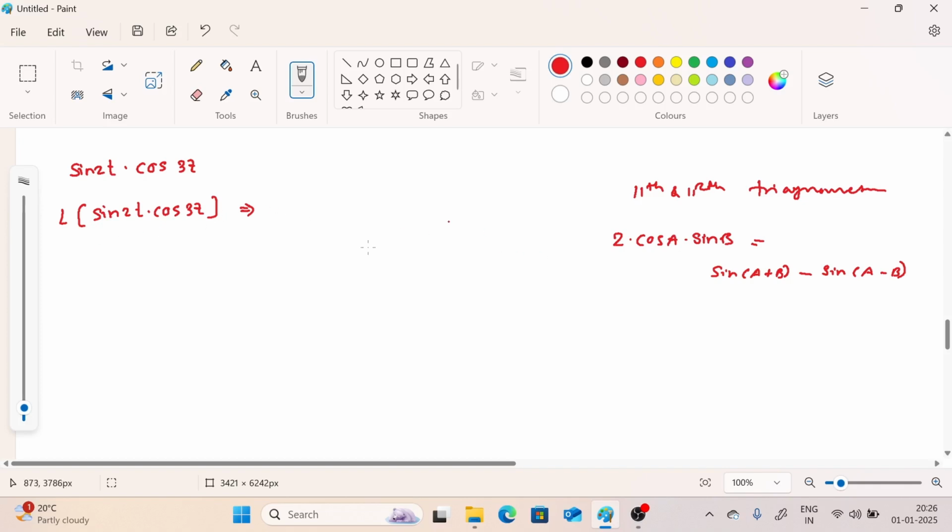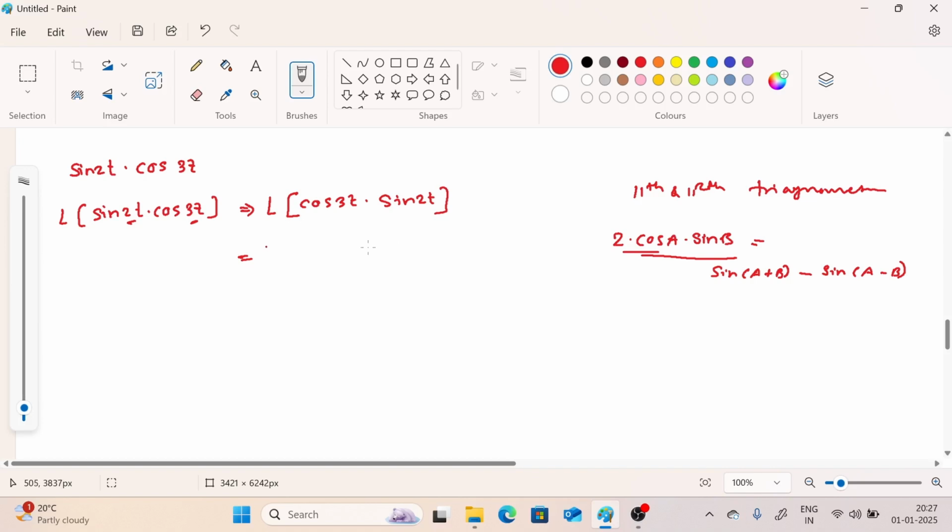So we will rewrite it as per our formula. Higher angle will be first. Higher angle means 2t or 3t. In this sin and cos, which angle is more? 3t. So I will write cos 3t into sin 2t. Always remember you should take the higher angle first. So now it's in this format. Cos A into sin B means 2 cos A into sin B. Only thing is 2 is missing.